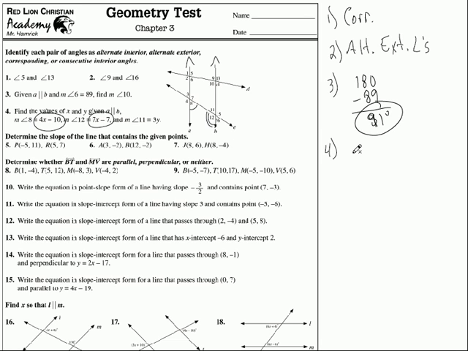Dean, what are they? What do you do? Yeah, they're supplementary, so what do you do to them? Add them up, and set them equal to 180. So if they're supplementary, you add them up and set them equal to 180.